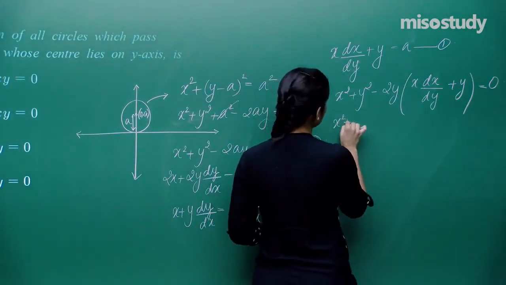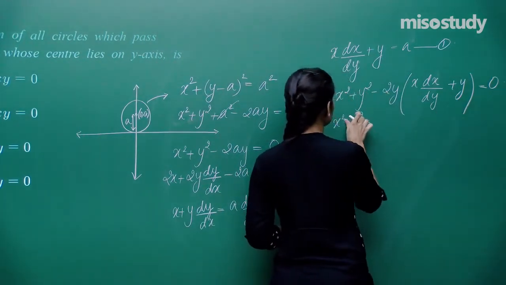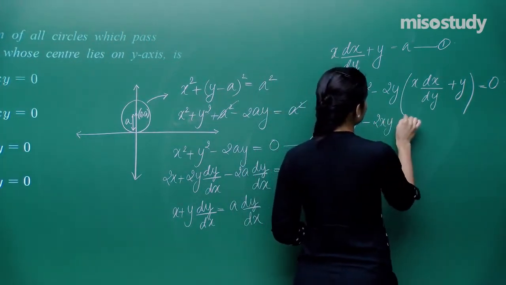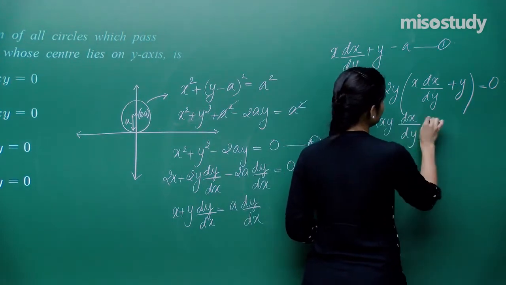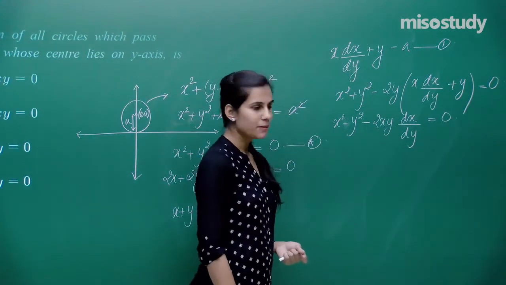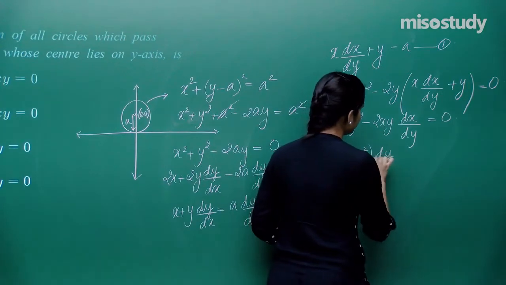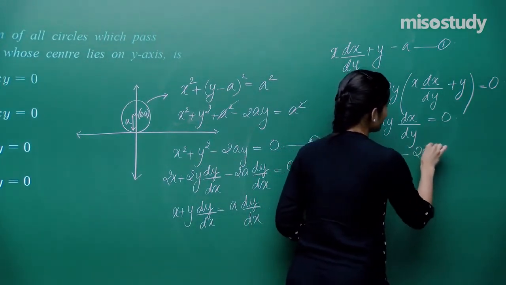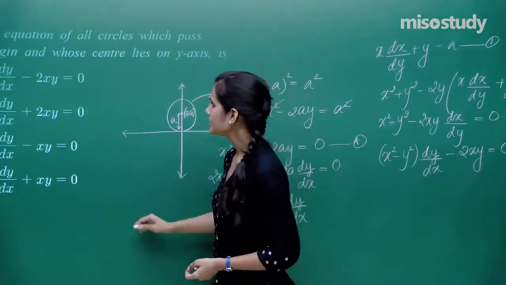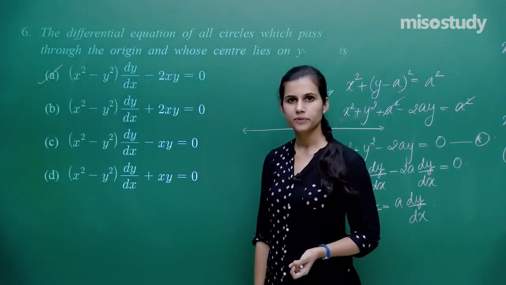From here you get x square plus y square minus 2y square plus y square gives you minus y square, and minus 2xy dx by dy equals 0. If you divide throughout by dx by dy, you get x square minus y square dy by dx minus 2xy equals 0, and that's your answer.